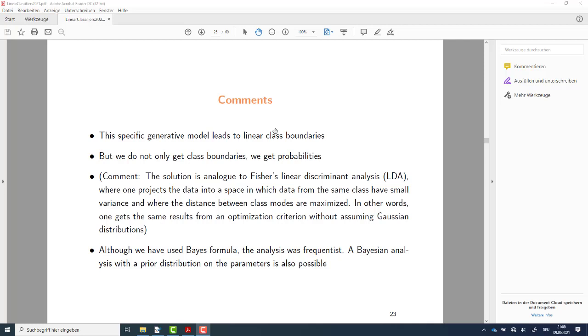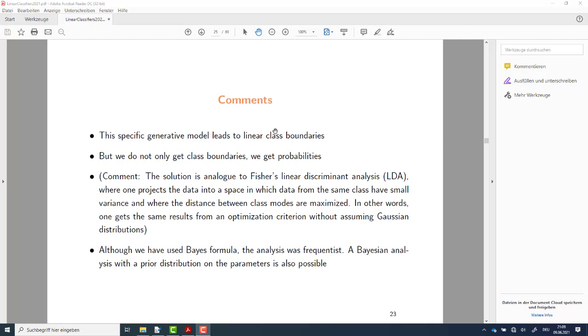But also note, we don't only get class boundaries, we get probabilities. So our model will give us the probability for a given input that the true class is 1 or 0, and then maybe the application needs that information. It doesn't just want a decision, it also wants to have these probabilities. Now, if these probabilities are both more or less equal, then you know that your classifier is pretty uncertain. And if the classes are pretty clear, either 1 or 0, you know that your classifier is pretty certain.